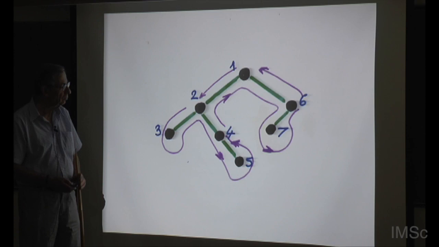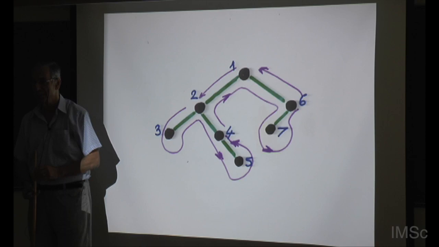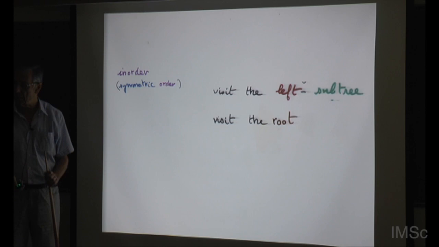The pre-order means you have three choices. You visit the root, you visit the left subtree, and you visit the right subtree. So you can put the root first, in the middle, or at the end. So you have three possible orders. In-order, or symmetric order: you visit the left subtree first, all the vertices of the left subtree, then you visit the root. And then you visit the right subtree.